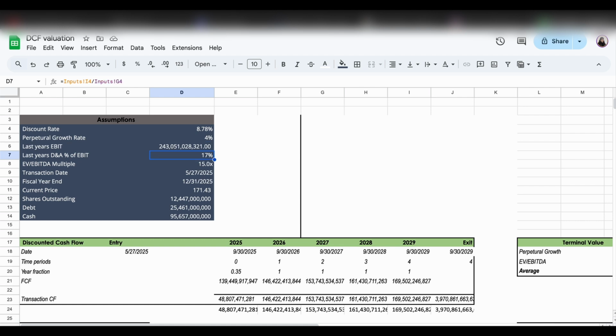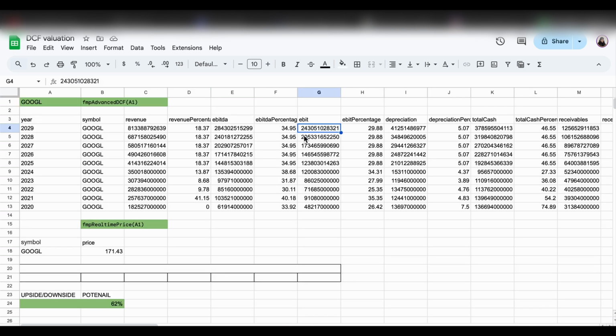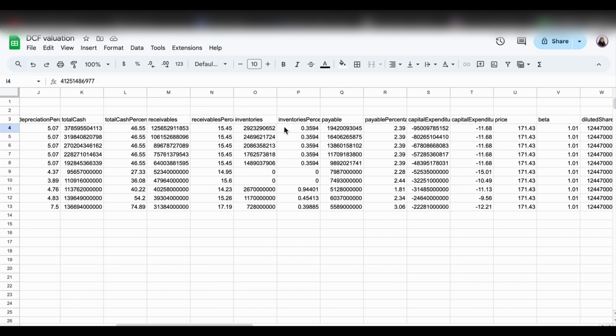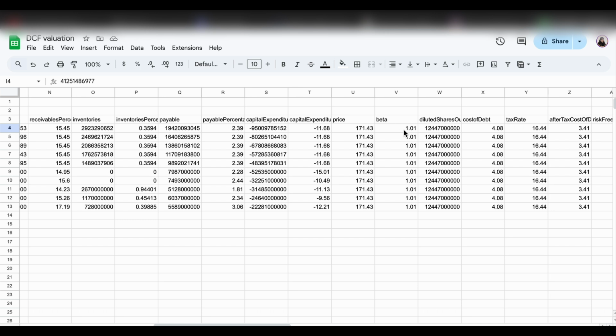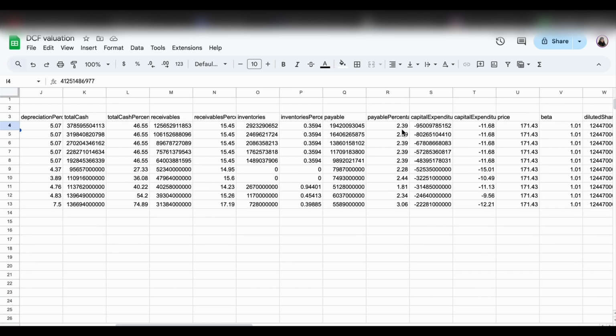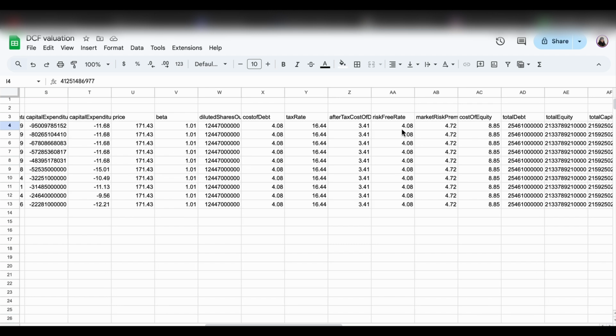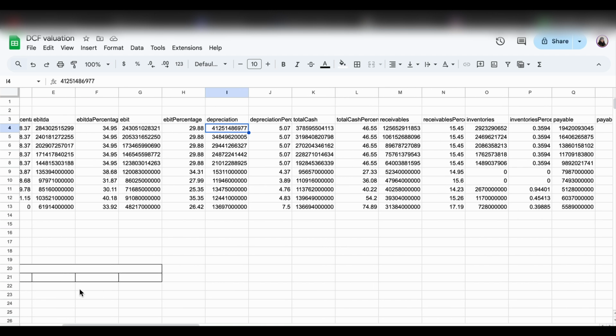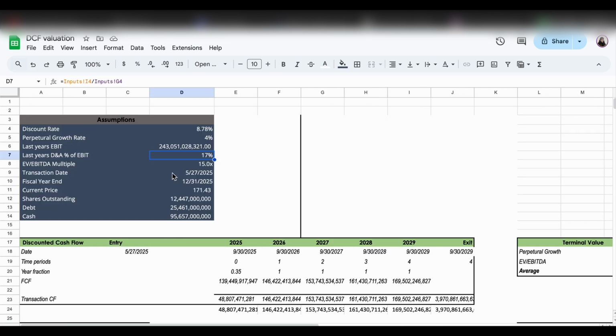Then I'm taking the last year depreciation and amortization as a percentage of EBIT. So basically I divide AI4 by G4. You can see it's depreciation. I divide it by the EBIT, and I get 17%. Then the enterprise value to EBIT multiplier, you can also see the formula here. I take the averages of AQ and the averages of E.